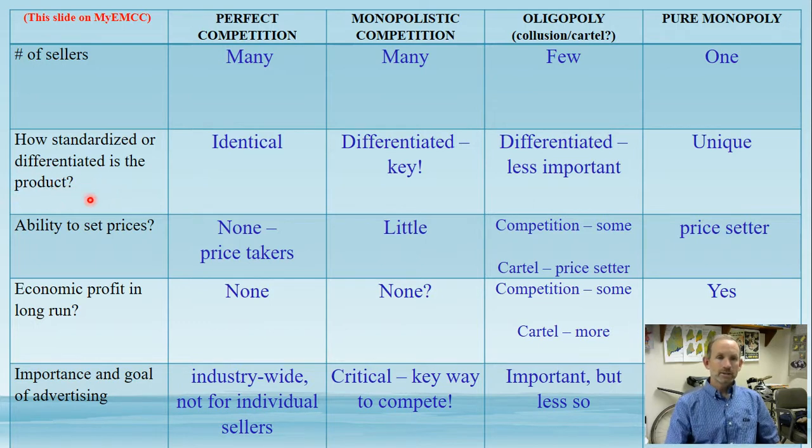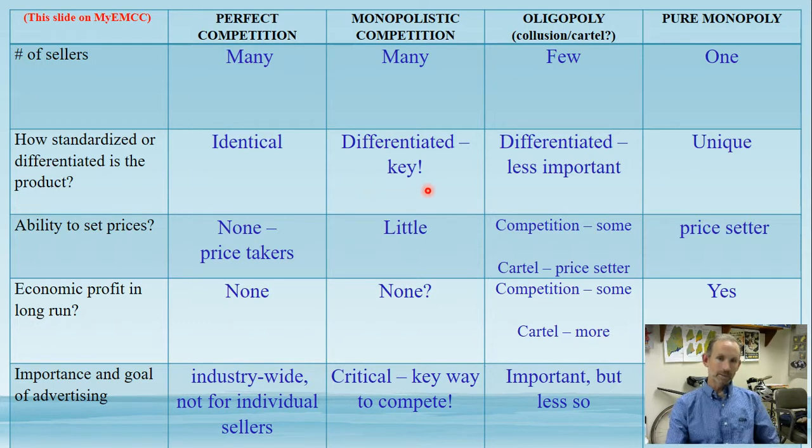Next row here, how standardized or differentiated is the product? Think about the product that they sell. Remember when we studied perfect competition, we said every seller is selling an identical product. That tended to be things like farmers selling identical agricultural products, or commercial fishermen, where the fish are identical. So that's probably the key characteristic. If you've got many sellers of an identical product, you're probably in perfect competition.